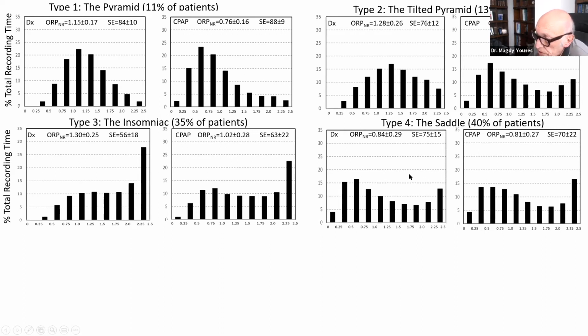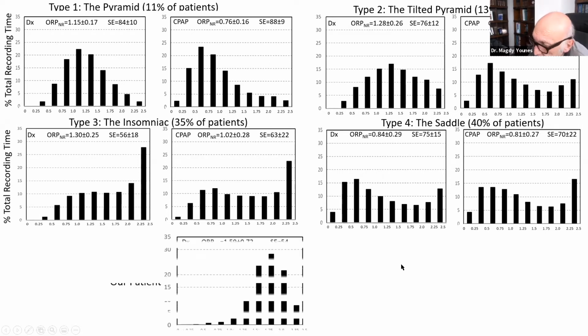This is type 4, which I said started out with a fairly normal architecture, and really nothing happened to them on CPAP. The ORP non-REM actually went from 0.84 to 0.81. In other words, it's worse. And sleep efficiency went from 75 to 70. So these people actually, their sleep gets worse, if anything, on CPAP.